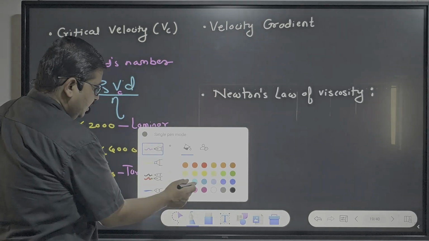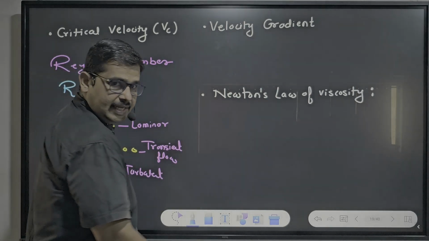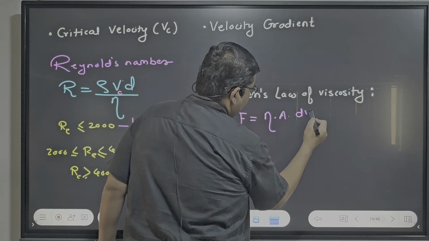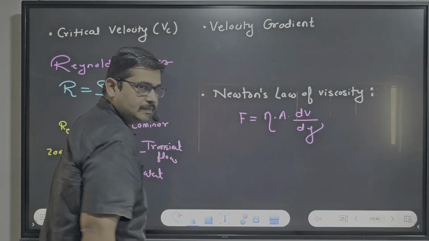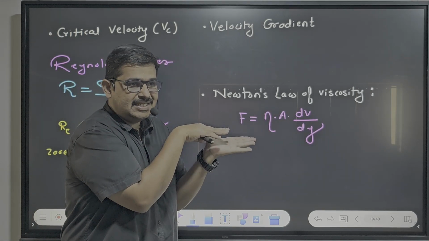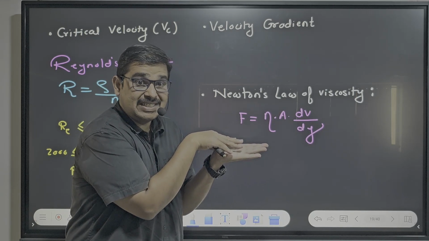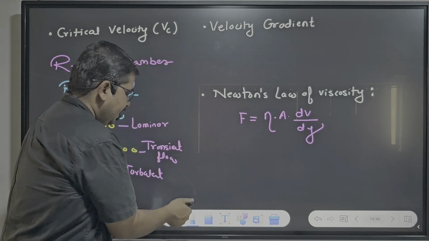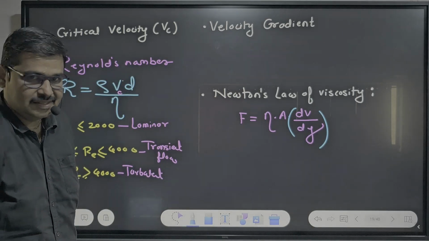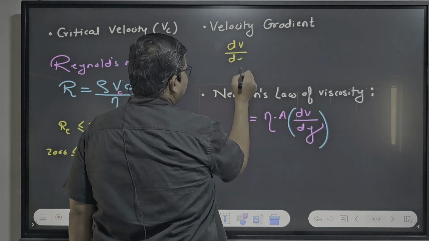Okay, the next, velocity gradient. So first we see Newton's law of viscosity. What is the equation? Force is equal to eta A into dV by dy. Yes, what is the viscosity? It is the resistance between the layers of the fluids. Correct? That is the viscosity. It offers resistance to flow. Okay, here this term is called the velocity gradient. So what is the velocity gradient? It is dV by dy.